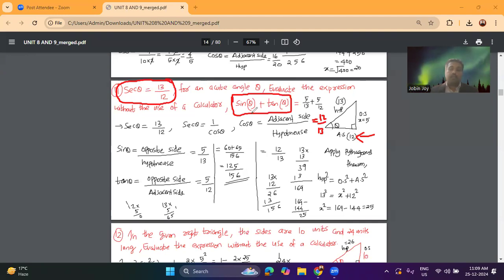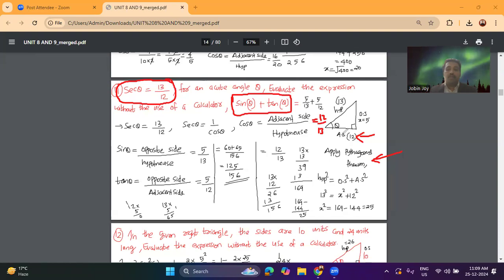The question is, calculate sine theta plus tan theta. Sine theta is opposite side divided by hypotenuse, and tan theta is opposite side divided by adjacent side. Anyway, we want the opposite side, but I don't know it. So what is the solution? You can apply Pythagoras theorem: hypotenuse square is equal to opposite side square plus adjacent side square.